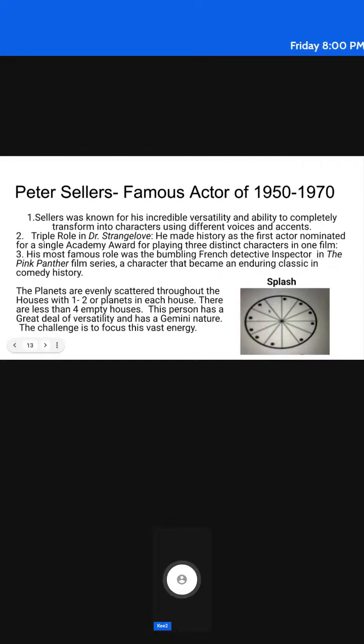The planets are evenly scattered throughout the houses, with 1 to 2 planets in each house. There are less than 4 empty houses. This person has a great deal of versatility and has a Gemini nature. The challenge is to focus this vast energy. The splash.